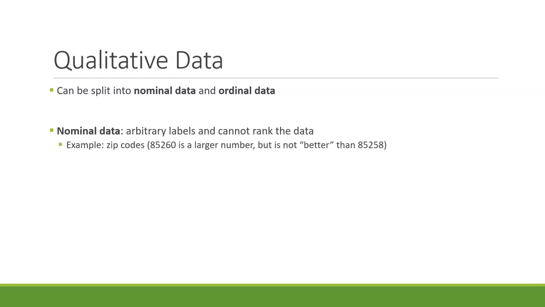So nominal data means that we cannot rank the data. So zip codes are a perfect example here. A couple zip codes around here, 85260 is a larger number than 85258. But just because it's a larger number doesn't mean that it is any better. These zip codes are an example of nominal data.